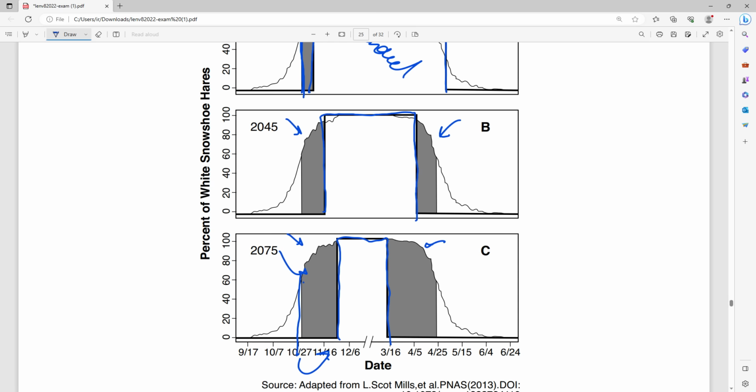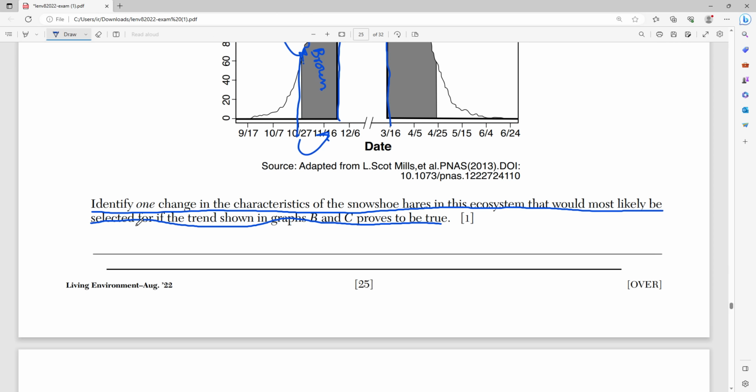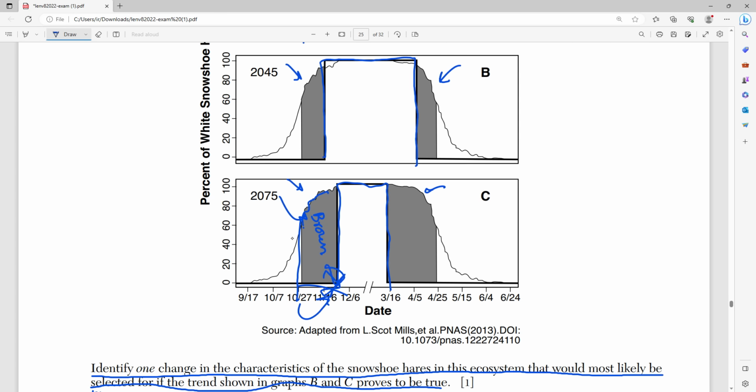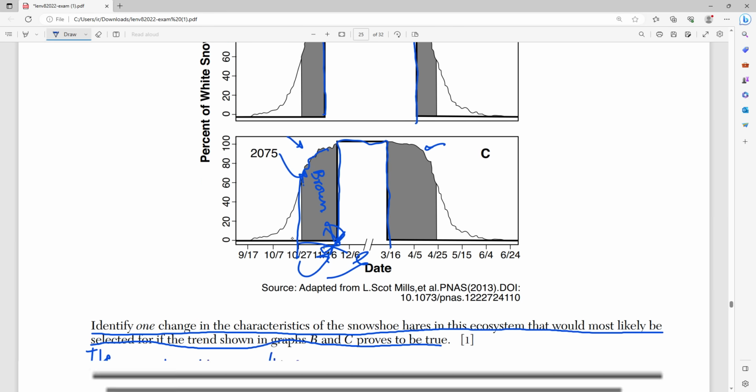Another thing is that the fur color of the hare might be darker for more of the year, right? Because as more of them mismatch the color, this means that more of them are brown, right? And that means that trait is now being passed on more frequently in the environment, right? So one change in the characteristic of snowshoe hares could be their molting time, or the period that they molt for, right? Maybe pushed forward as the amount of snow coverage is also pushed forward, right?